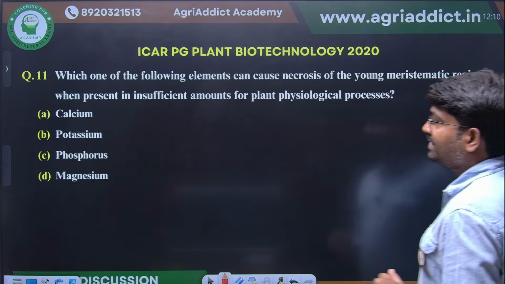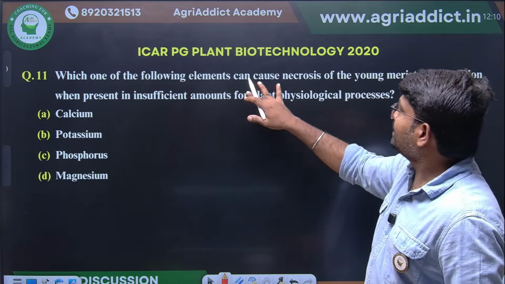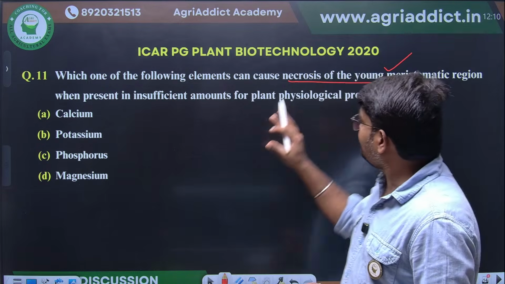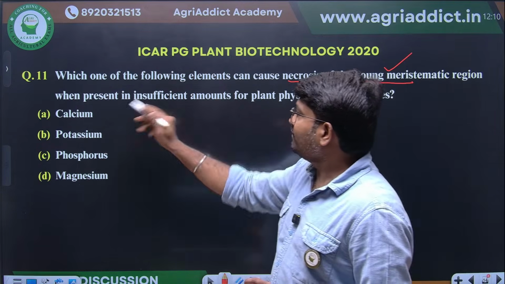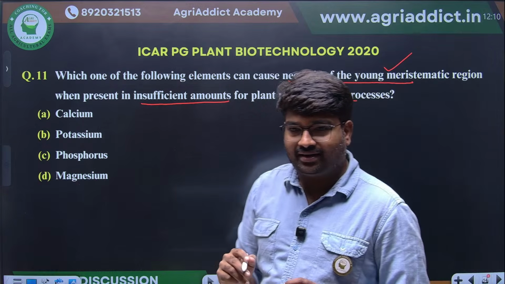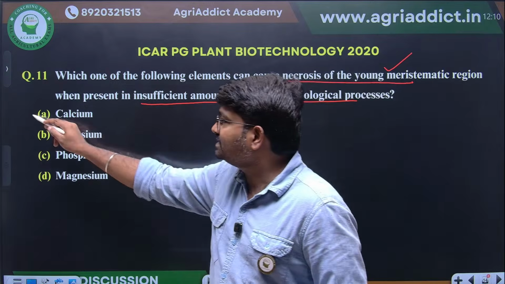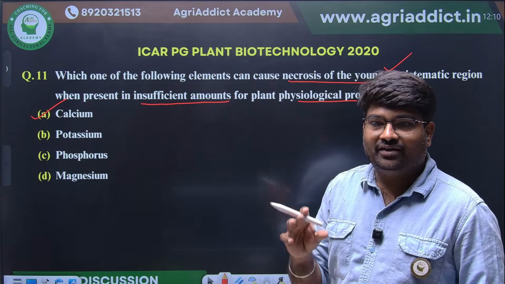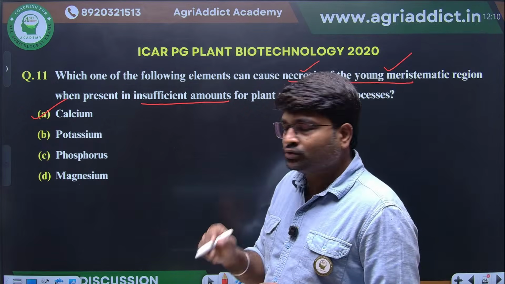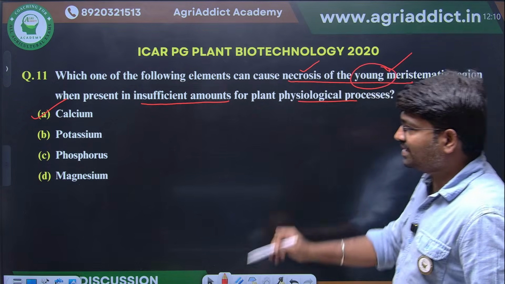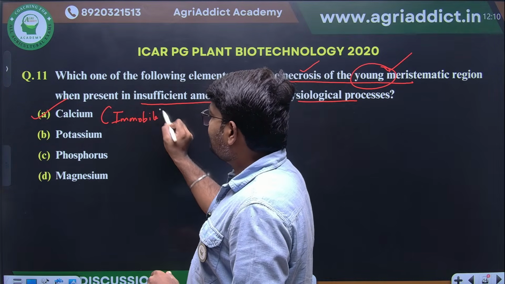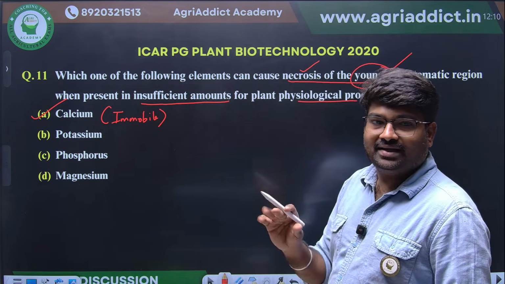Which of the following elements can cause necrosis of the young meristematic region when present in insufficient amount for plant physiological processes? What will be the element? Yes, very good. Calcium. Calcium is the typical element. If the deficiency is there, that will cause necrosis at the young meristematic tissue. Why is it happening at the young meristematic tissue? Because calcium is immobile in the plant. Because of that, symptoms happen at young meristematic regions.